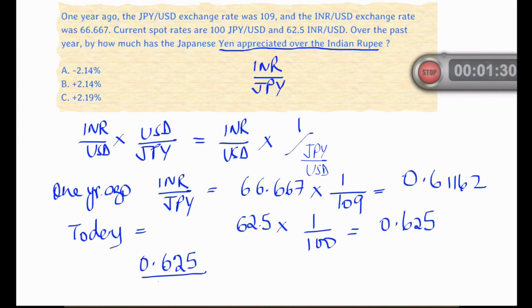So A is immediately incorrect. And of course, the percentage appreciation can be calculated as new over old minus 1. And we get the answer as 2.188%. So C is the correct answer.